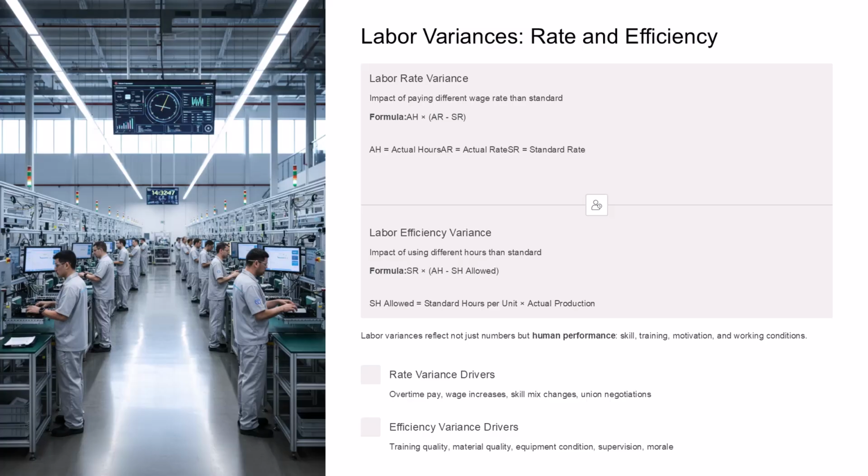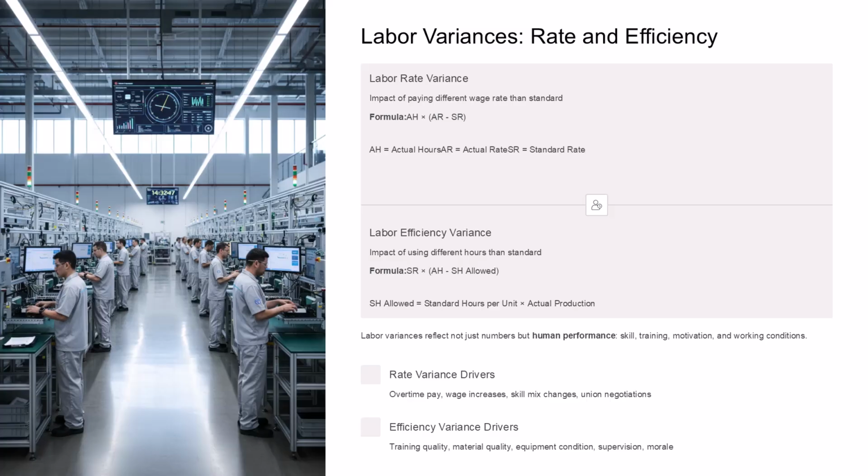The formula for labor rate variance is actual hours worked times the difference between actual rate per hour and standard rate per hour. If you paid higher wages than standard, the variance is unfavorable. If you paid lower wages, the variance is favorable.